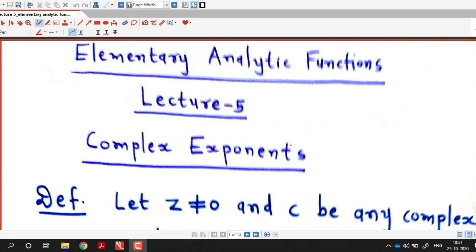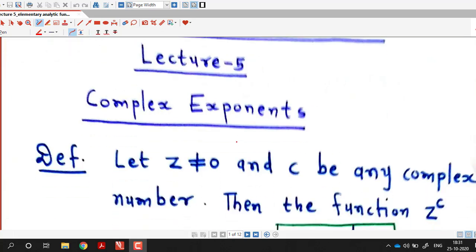Hello friends, I welcome you to lecture number 5 on elementary analytic functions. In this lecture we are going to talk about complex exponents. We will define complex exponents and then we will do some problems on how to find the power of complex numbers. So let us start with the definition.